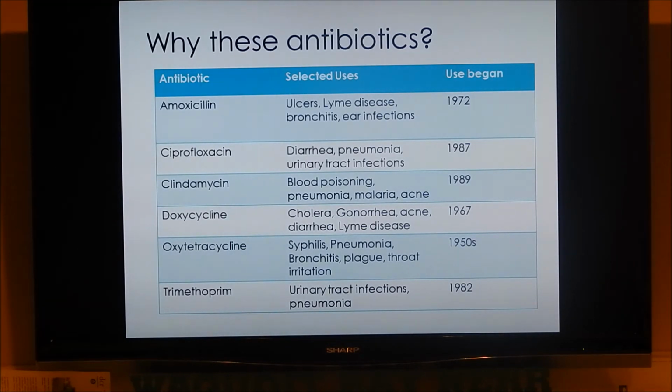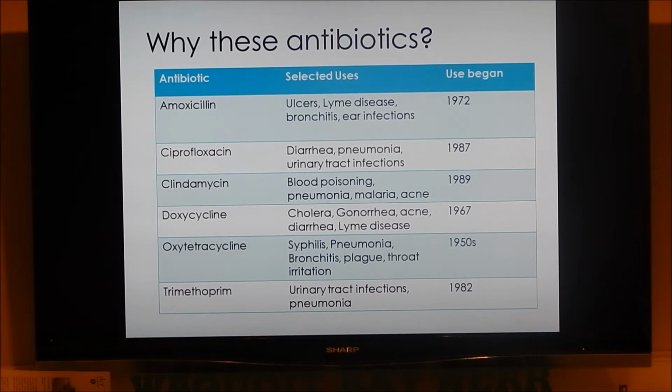So I just want to quickly point out why we picked these antibiotics. These are the 6 antibiotics that we studied, and there's just some of the different uses that they can be used for different infections. Some things that might be interesting are their diverse start dates. If you look at oxytetracycline, it started in the 1950s, and it can be used for anything from throat irritations to syphilis. But clindamycin, on the other hand, is one of the older ones, and it began use in 1989, but can also be used for diverse things like malaria or acne.